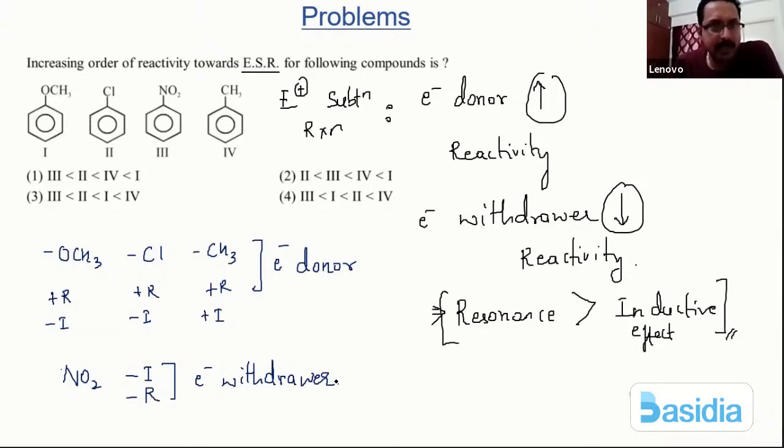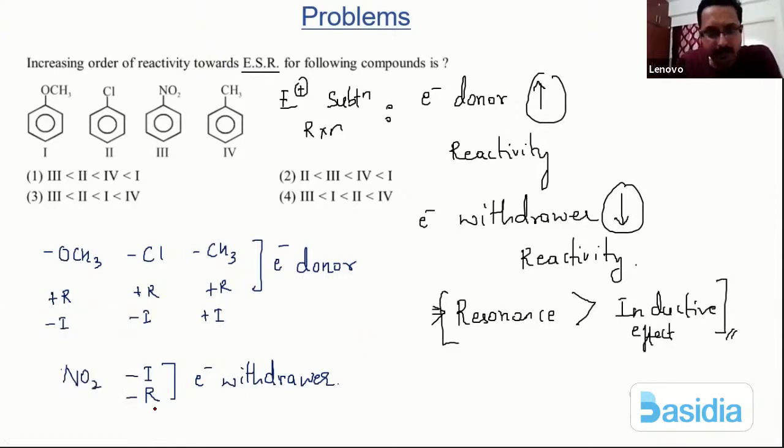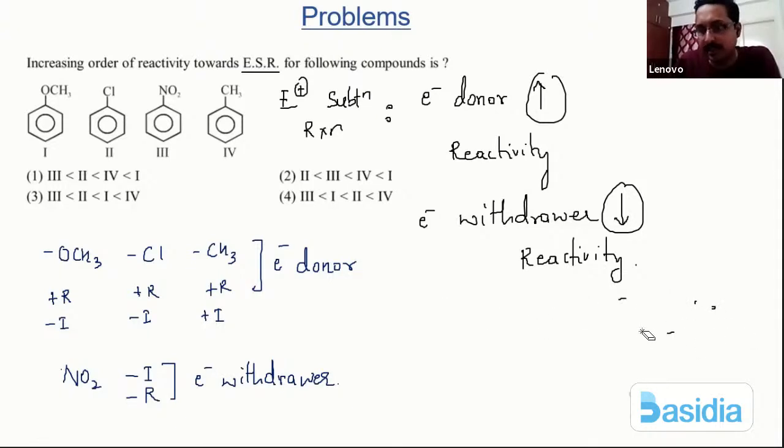So what I understand here is, a group with an electron withdrawer has to be the least reactive, no doubt in that part. That means the third molecule with an NO2 group has to be the least reactive. There's absolutely no doubt in it. So first let me write it. So 3 has to be the least reactive.